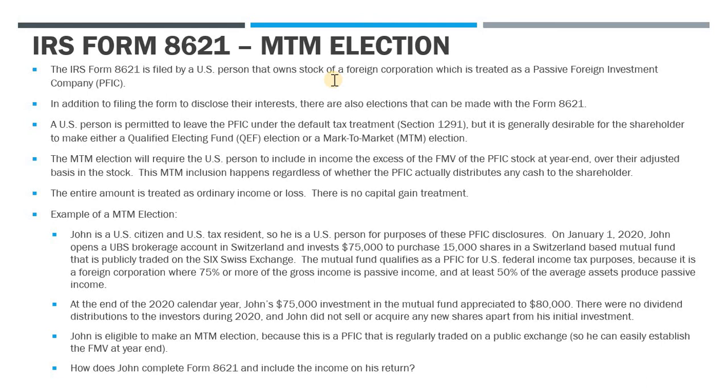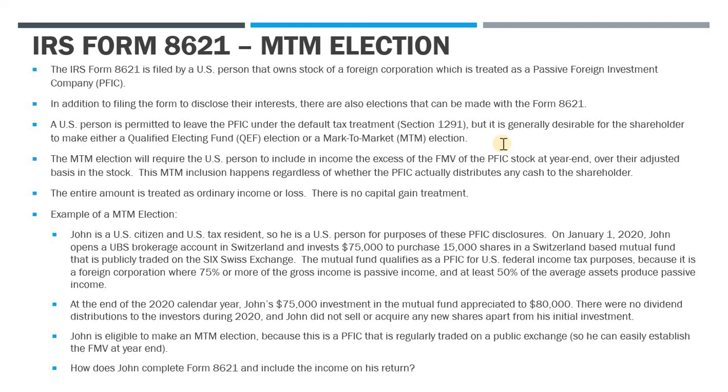So the 8621 is filed if you're a U.S. person and you're investing in one of these that's a non-U.S. entity. Okay. Now, what's important with the 8621, it's not just a disclosure that you're making with the IRS to let them know that you hold this stock. There are also a lot of elections that can be made with the 8621. So under the default treatment, a Section 1291 fund, you can leave it as is if you want as a U.S. person, but it's generally more preferable if you make what's called either a QEF or qualified electing fund election or a mark-to-market MTM election.